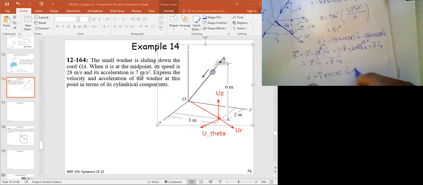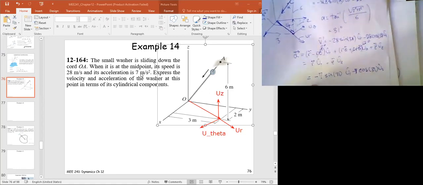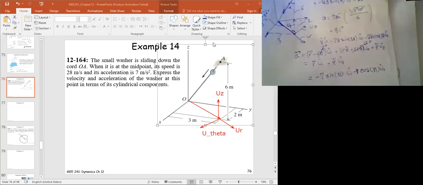Okay, minus 7 what? Cosine. Check cosine 31. Yes. So minus 7 sine 31 UR minus 7 cosine 31 UZ. And that's it, we're done with this problem. But why minus? You should tell me why it is minus.